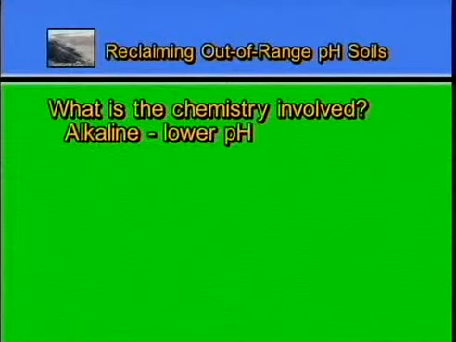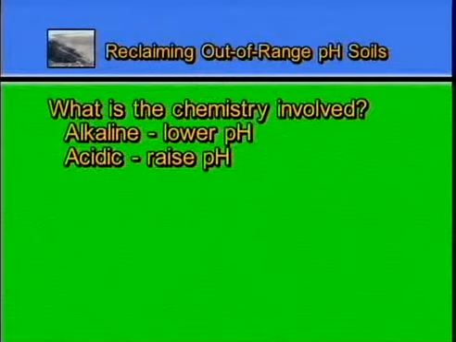So once again, alkaline soils, we're lowering the pH. What's the chemistry involved there? And in acidic soils, we are raising the pH. And how is lime effective, and what chemistry is involved in that process of increasing soil pH through applications of liming materials?